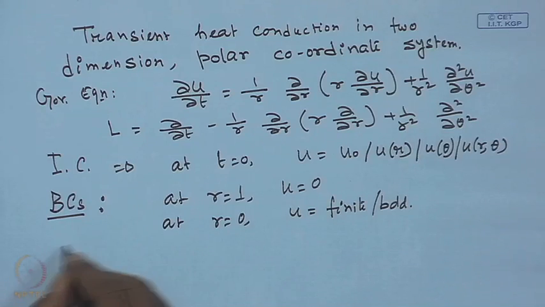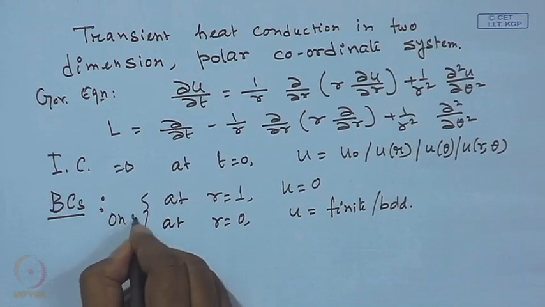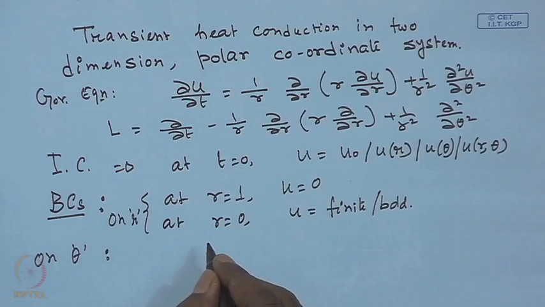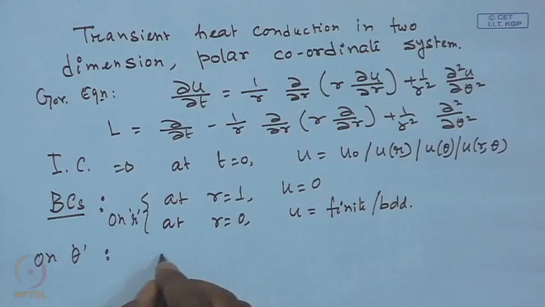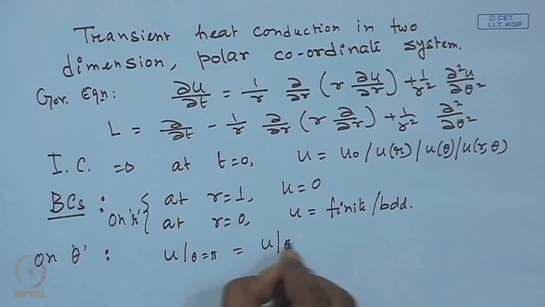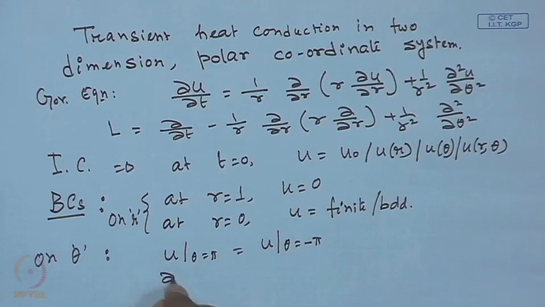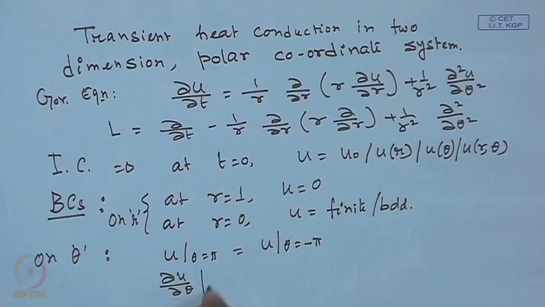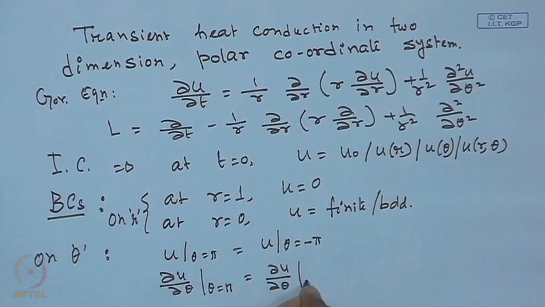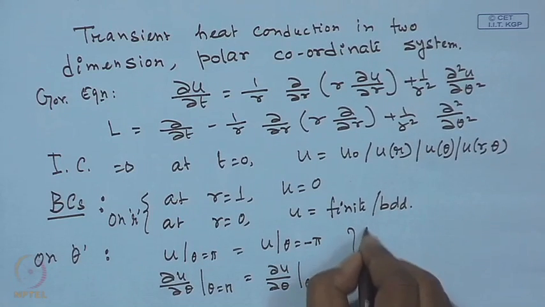So, these are the boundary conditions on r, and on theta we will be having again the periodic boundary conditions, that is u at theta is equal to pi should be equal to u at theta is equal to minus pi, and del u del theta at theta is equal to pi is equal to del u del theta at theta is equal to minus pi. So, these are called periodic boundary conditions.